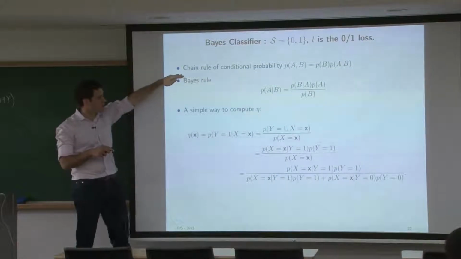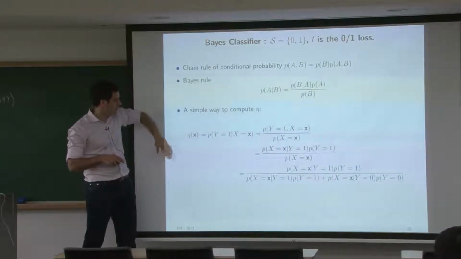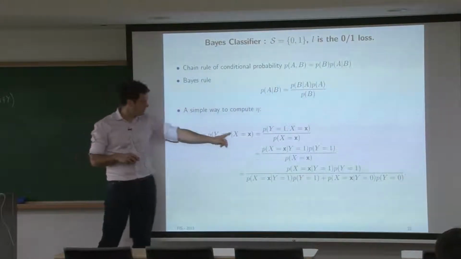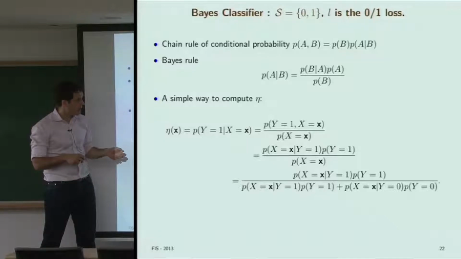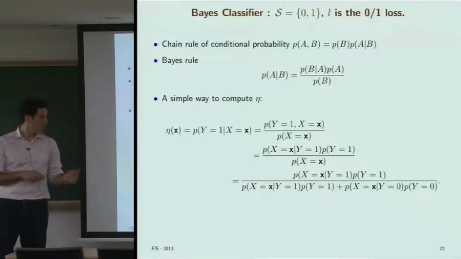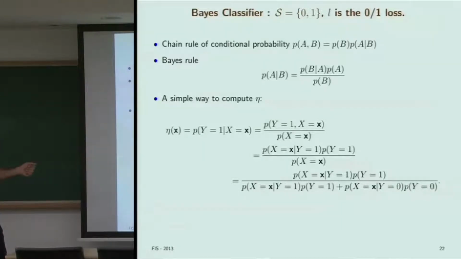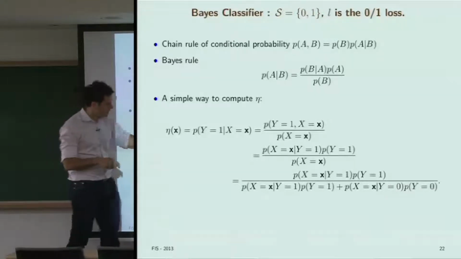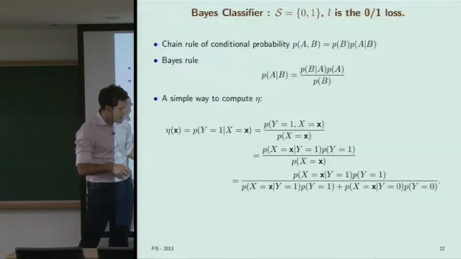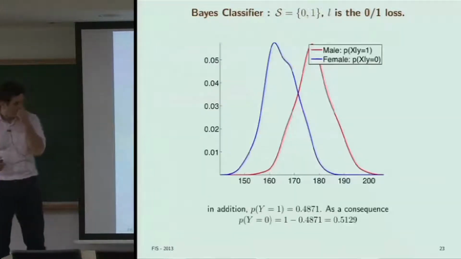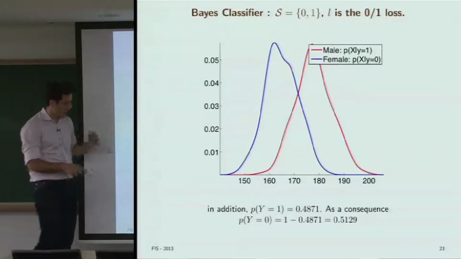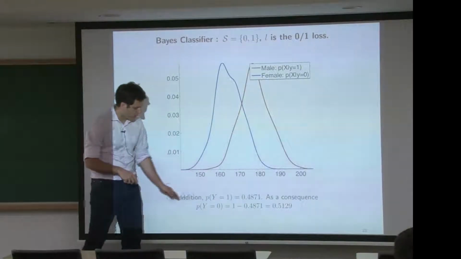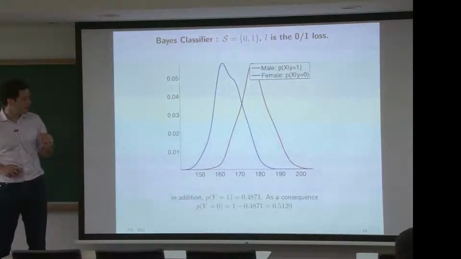Again, the chain rule of conditional probabilities, Bayes rule. So a simple way to compute eta, eta is the probability of y equals 1 knowing x equals x. So if you just use this, you get this ratio, the probability of y equals 1 and x equals x divided by the probability of x equals x. Using again this rule, you can condition again on y, and you get probability of x equals x knowing y equals 1, etc. And then the probability of x equals x can be conditioned on both y equals 1 and y equals 0. So I'm just writing this because if your curves were initially those two, the male density and the female density, and then you have the prior probability of y equals 1 and prior probability of y equals 0, then you can compute this curve.